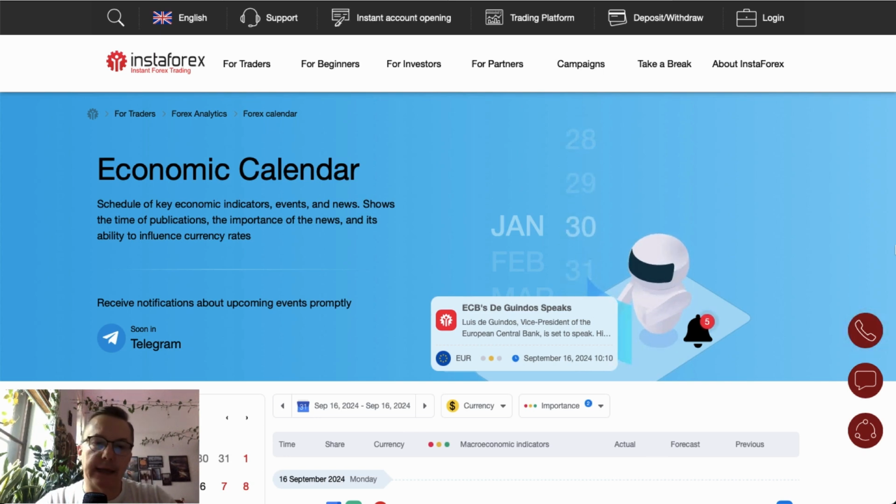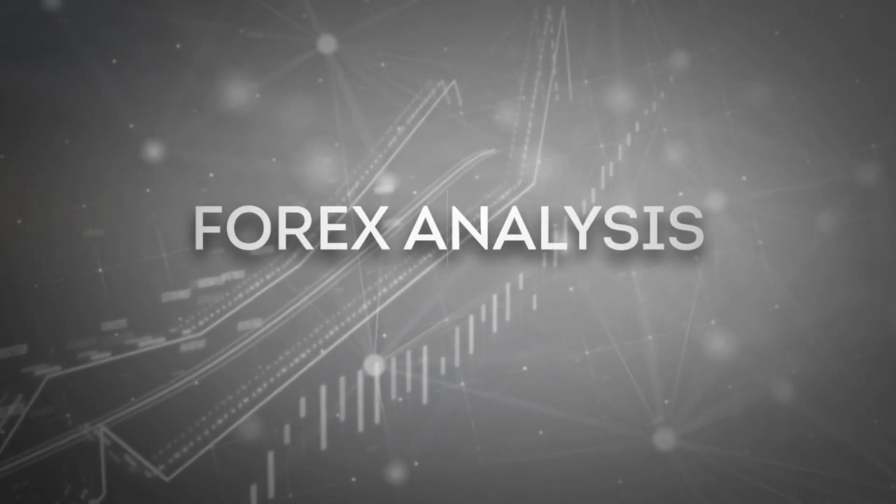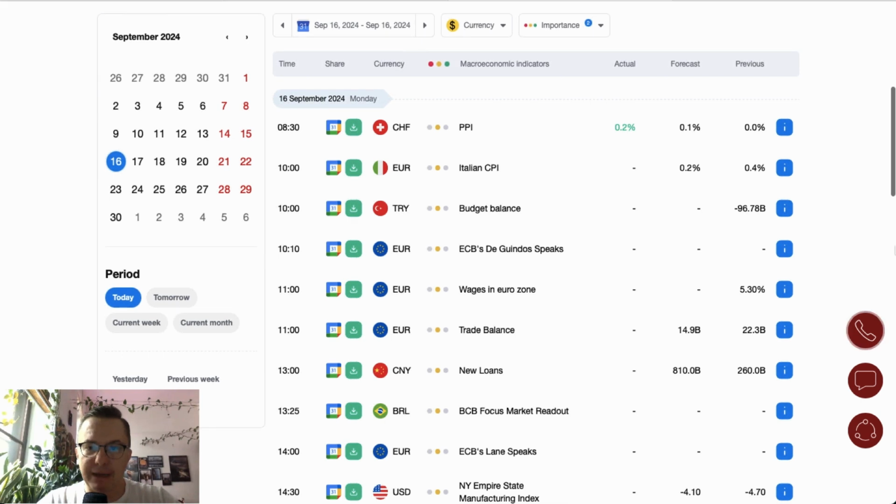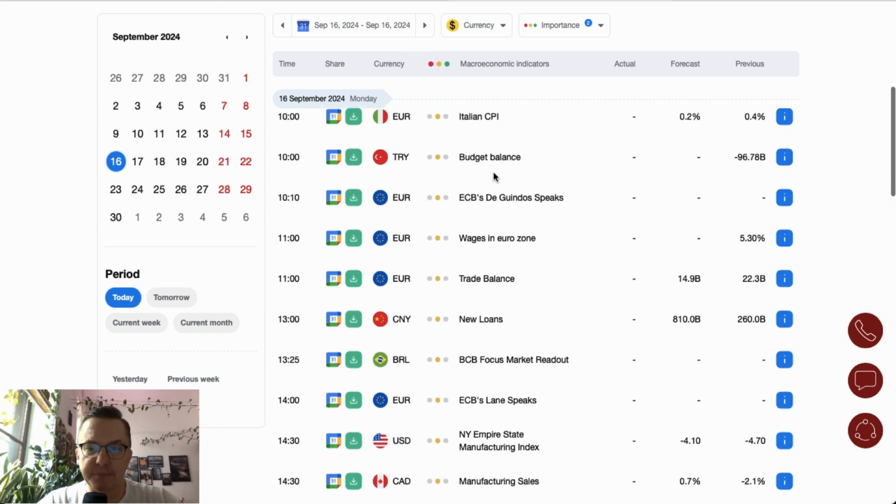Today is Monday, September 16th, 2024. Let's find out what we have in the economic calendar for Monday, the beginning of the new trading week. PPI data from Switzerland beats the expectations of 0.1% with the actual number of 0.2%, which is better than the previous number of 0%. We are still waiting for the Italian CPI and the budget balance from Turkey.